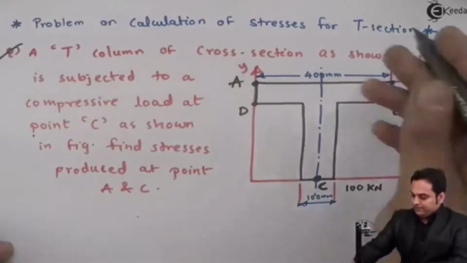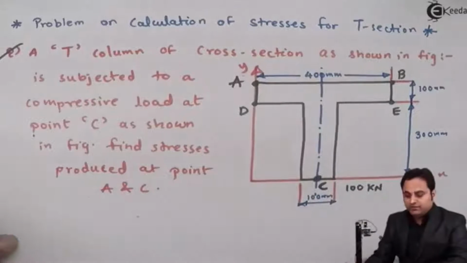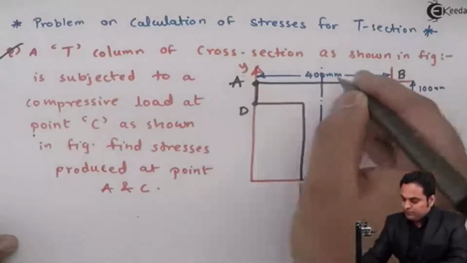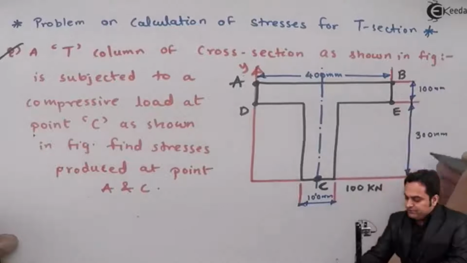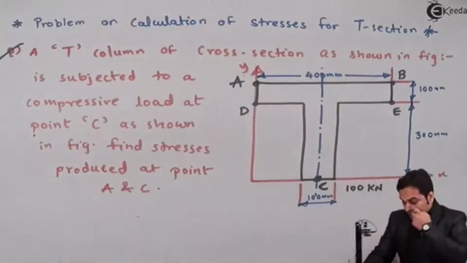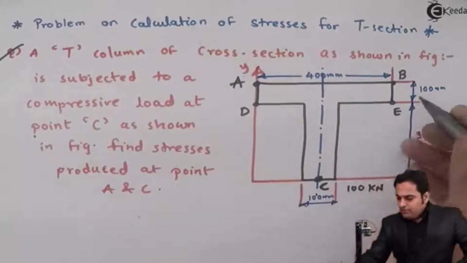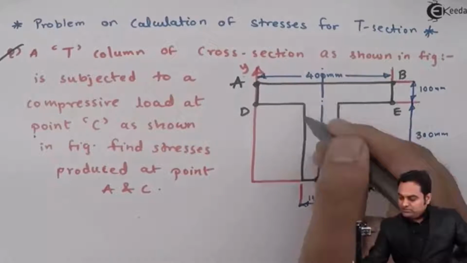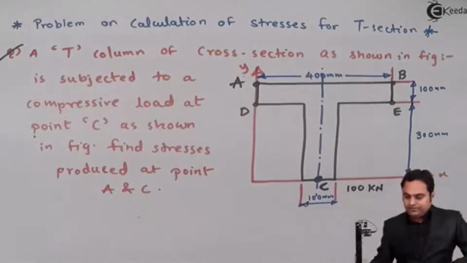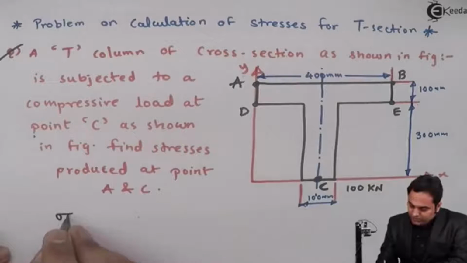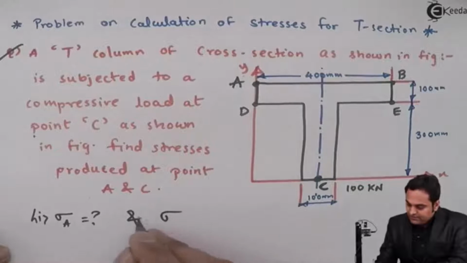Now in the data here we have a diagram. In this diagram, as we can see, the T section has a width of 400 and an overall depth of 400. If I look at the upper flange, the width is 400 and depth is 100. For the bottom part, this is called the web. For the web, width is 100 and depth is 300. So here the question is to calculate stress at A and stress at C.